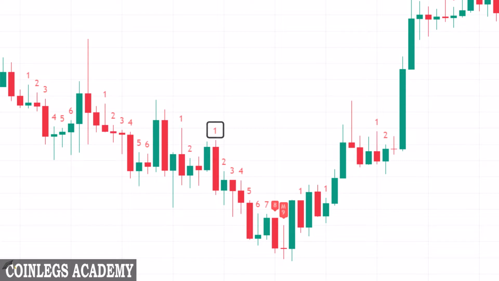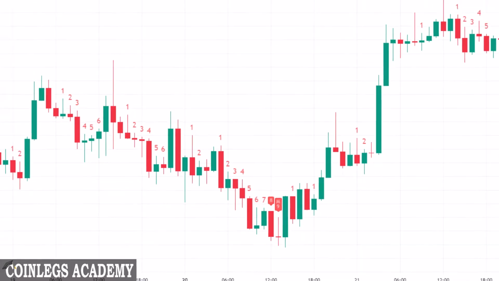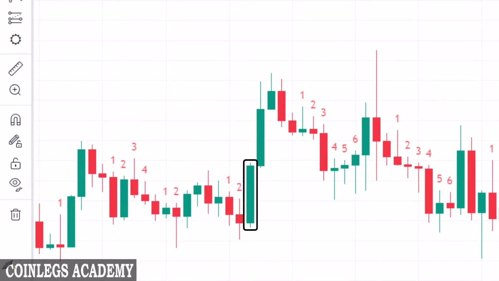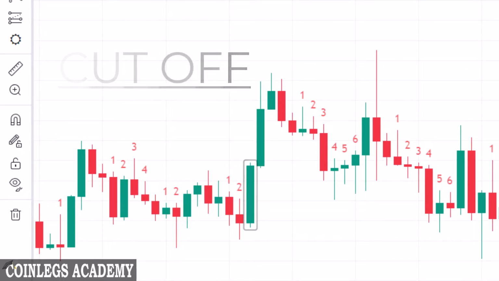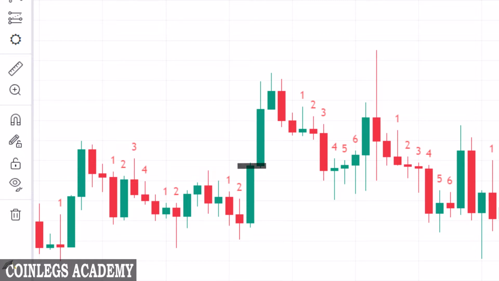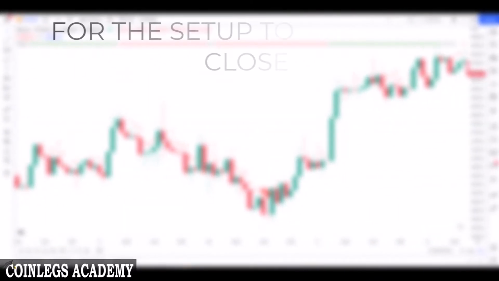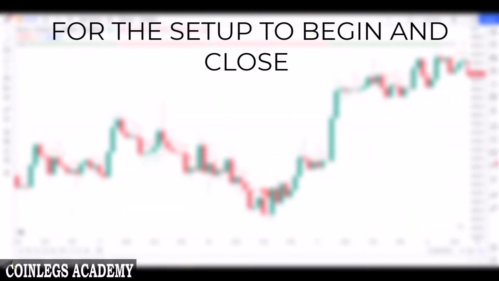After number 1 is formed, number 2 continues in accordance with the same rule, and the rest as well. But as you see here, the setup count is cut off, because the close of this candle is 4 bars above the close of the previous candle. Now we have learned how the setup begins and ends.